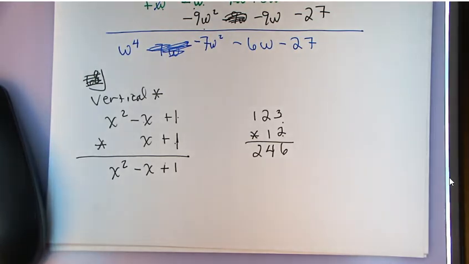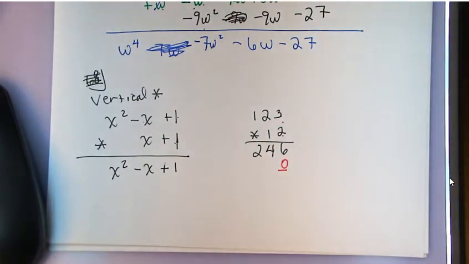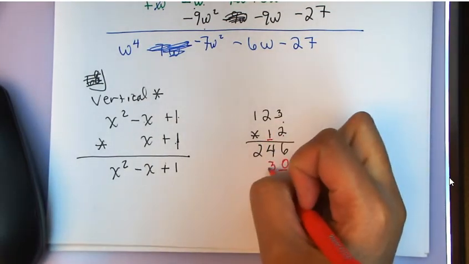Then we would move and we would add a space, right? Either put a 0 there or put an x, whatever your teacher taught, if you remember. And we would do this term. 1 times 3 is 3. 1 times 2 is 2. And 1 times 1 is 1.